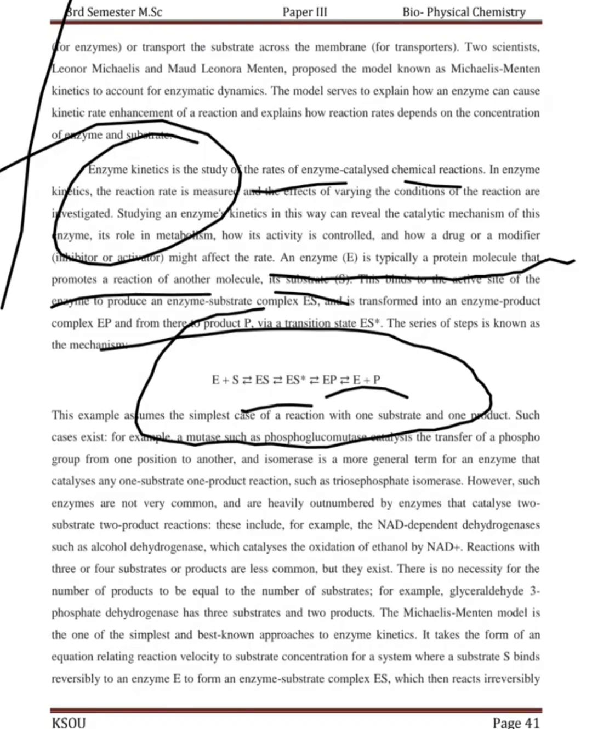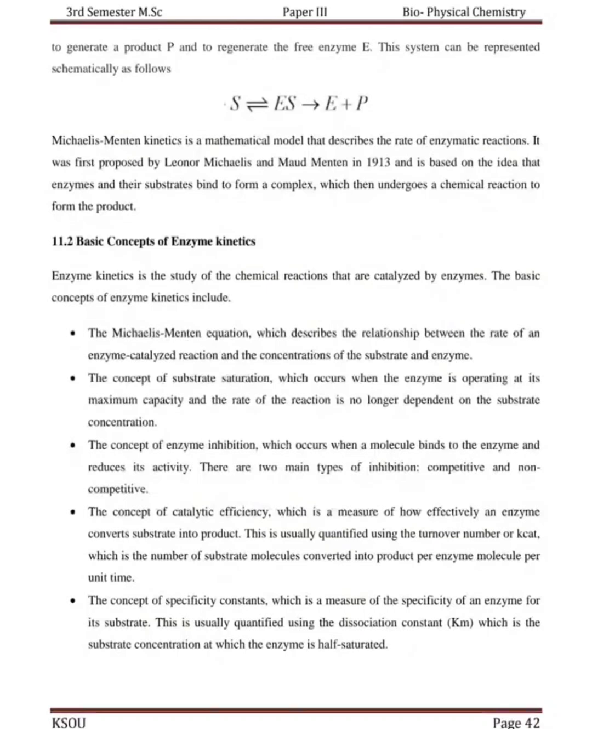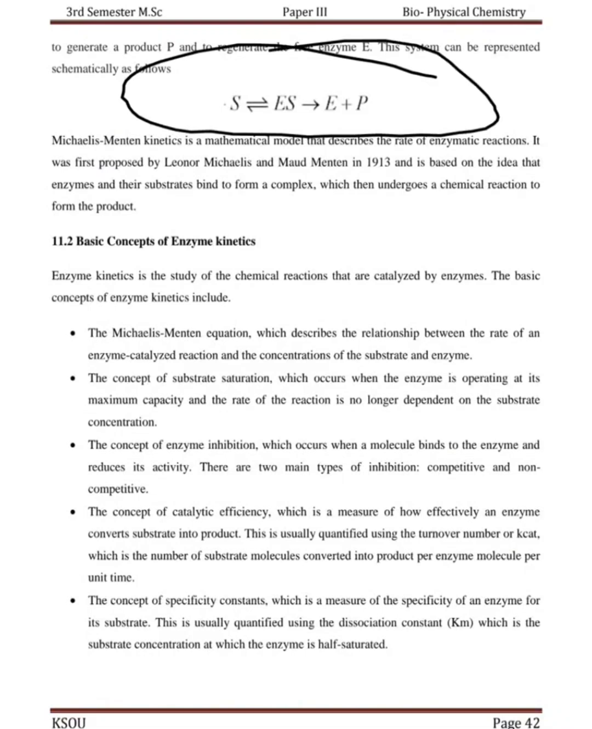So here some mechanism concepts have been applied, and that is nothing but the substrate forming an enzyme substrate complex and further forming product. So it's nothing but the protein and the ligand interacting, further forming a protein substrate complex, and the ligand is separated. So this Michaelis Menten kinetics is a mathematical model that describes the rate of reaction.